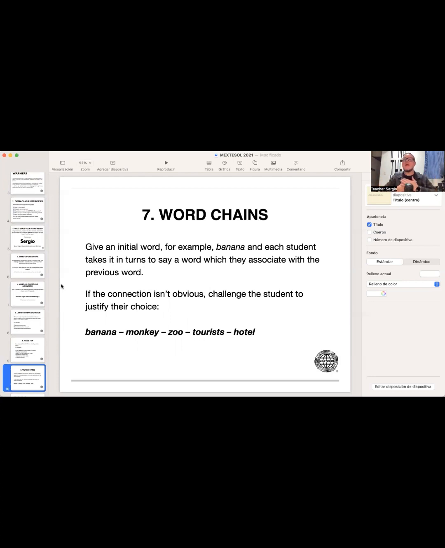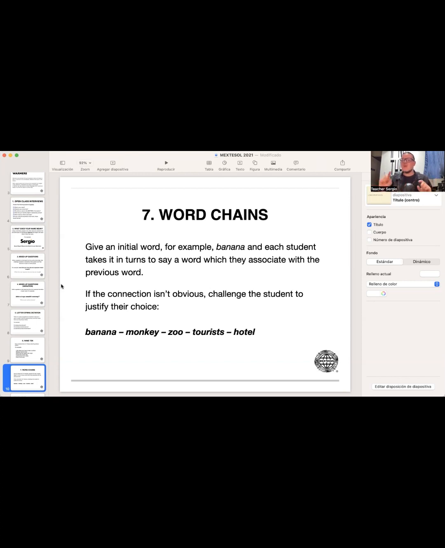For example, if I start by saying banana, I'm gonna nominate another student, banana. And then the other person says, well, I associate monkey with banana. So banana, monkey, and then the other person probably says zoo. But if the other person said, for example, monkey, and they associate tree, it's super valid. So here, basically, we don't have a wrong answer, but just sometimes they are not too obvious. And when they are not too obvious, we just have to tell them to explain the reason why they chose that word, and we can go on.